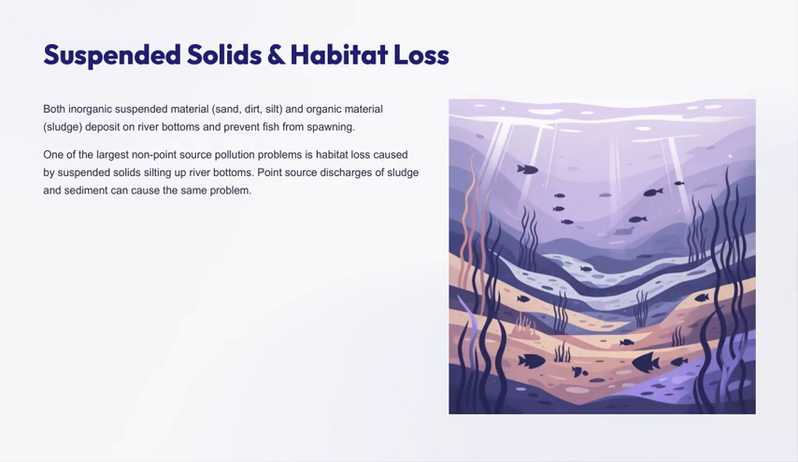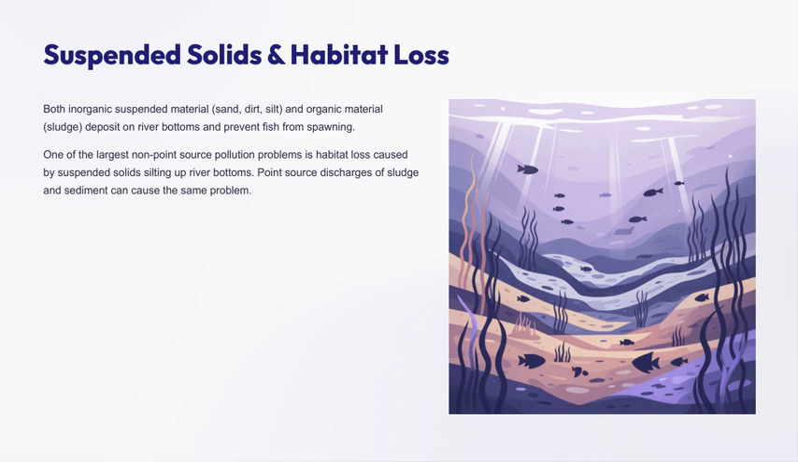Now, let's talk about suspended solids and habitat loss. Both inorganic materials like sand, dirt, and silt, as well as organic materials such as sludge, tend to settle on the river bottoms. This buildup is a big problem because it prevents fish from spawning properly. When these particles deposit on the riverbed, they essentially cover the spawning grounds, making it difficult for fish to lay their eggs and for juveniles to survive.